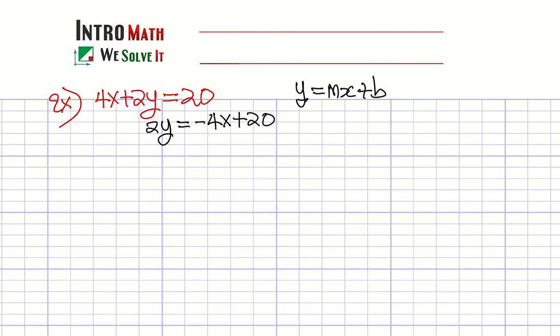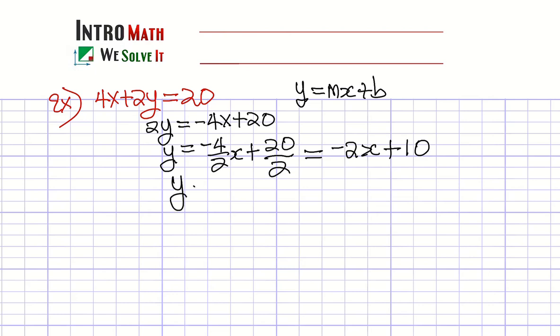Okay, and then we divide by 2. Then we say y is equal to minus 4 over 2x plus 20 over 2, okay? And then we'll simplify that. If we simplify that, we'll have minus 2x, plus 10. You see that, right? So y is equal to minus 2x plus 10.